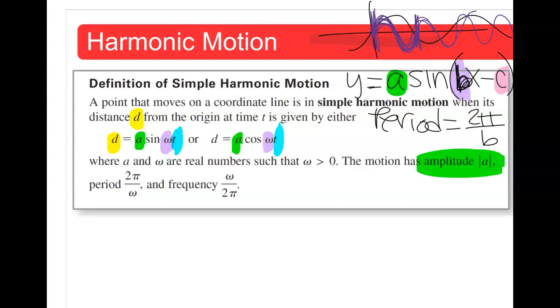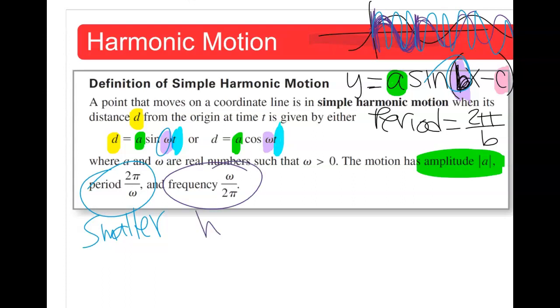Or if we increase b, or in this case, omega, if we keep increasing it, we could get to something like that, which will be making the period smaller, which by definition will make the frequency higher. So the relationship between period and frequency is one is the reciprocal of the other.